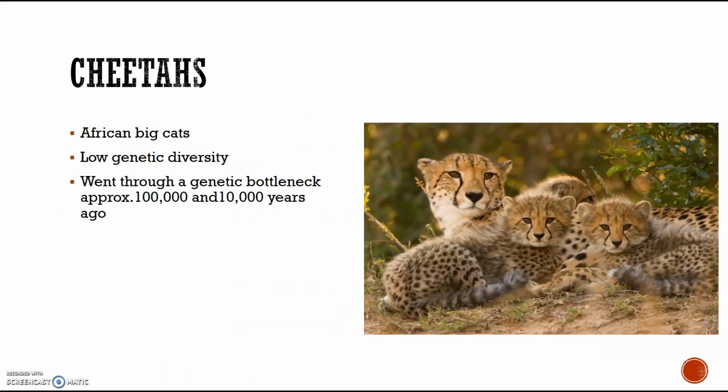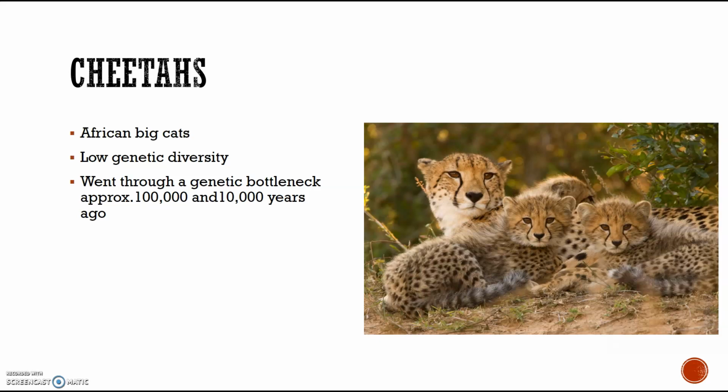So, a real-life example of a genetic bottleneck are cheetahs. They are African big cats. They have extremely low genetic diversity. They went through 2 genetic bottlenecks. Interestingly enough, they actually evolved in North America and then migrated through Asia into Africa.